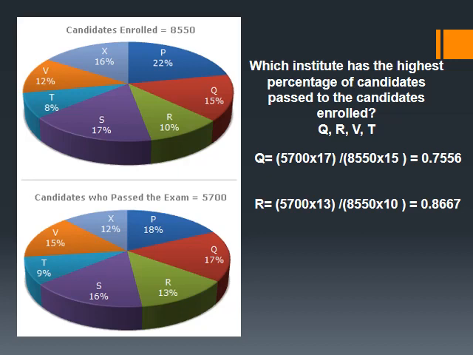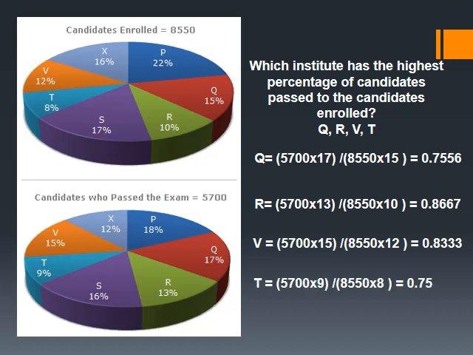We can see from the second chart the pass percentage is 13% for R. So we find out the number of students passed from this institute R and the number of candidates enrolled from this institute, that is 10% of 8,550, 0.8667. Similarly, V we get 0.833 and for T we get 0.75. So out of this, which has the highest percentage of pass? That is R, which is 0.8667.